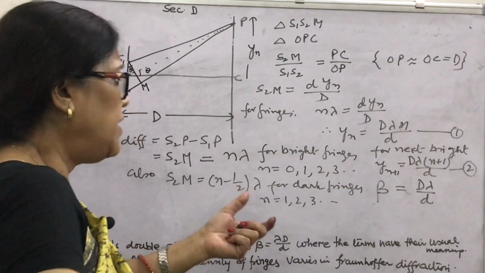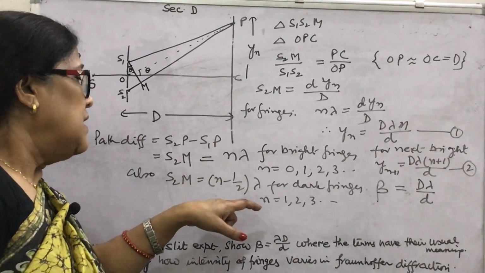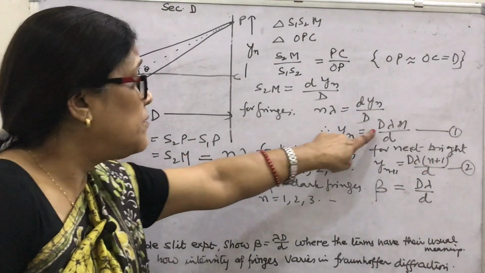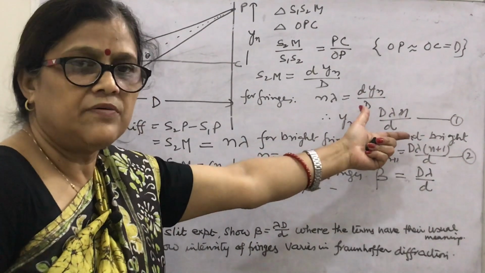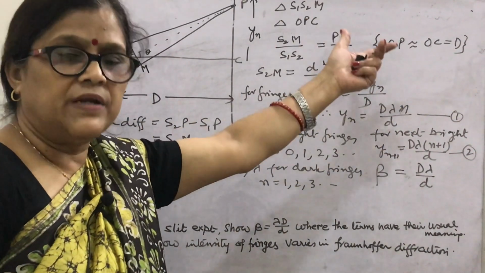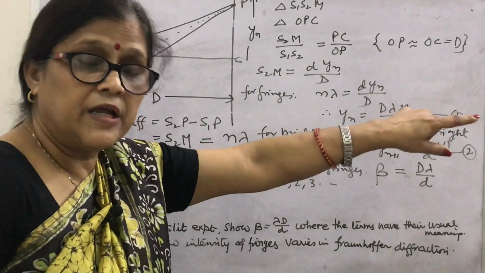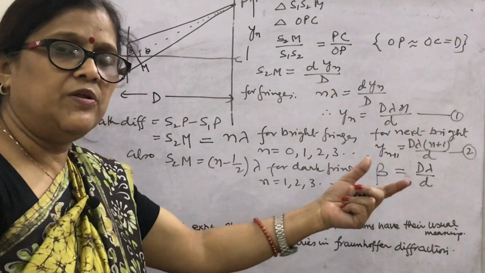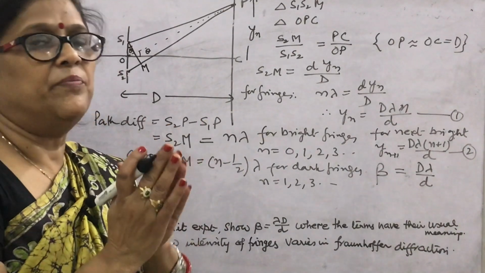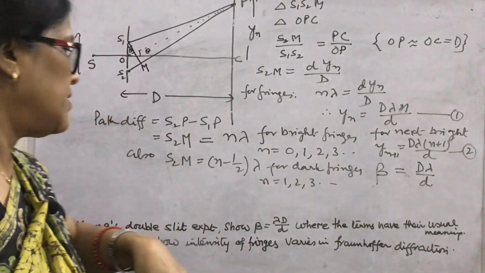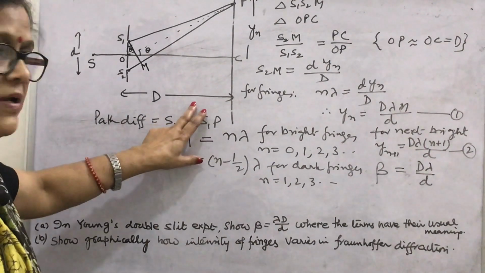In the same way, you can also prove it for dark fringes. Let yn be the distance of a dark fringe, then in place of n you write n minus half. For the next dark fringe you write n plus 1, again minus half. Subtract, and you will get the width of the bright fringe, which will be the same, D lambda by d. I hope it is clear.